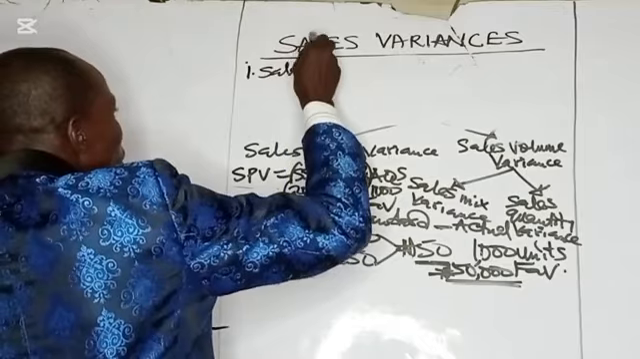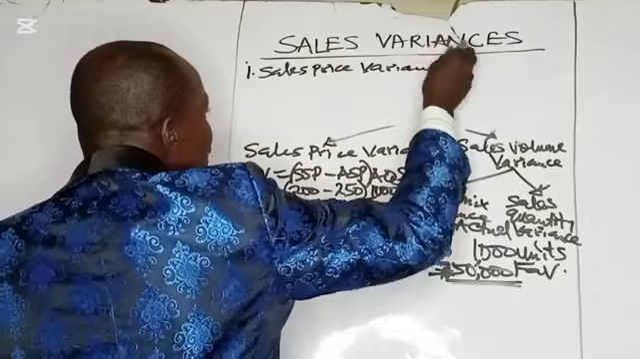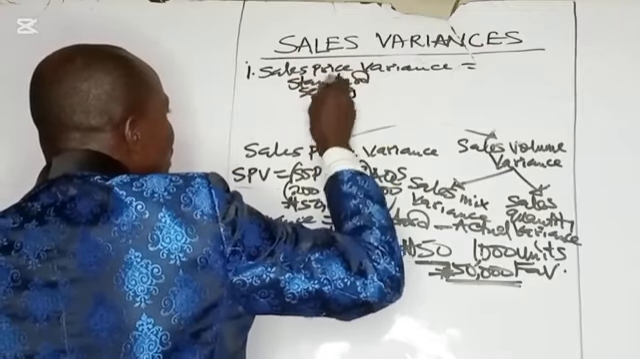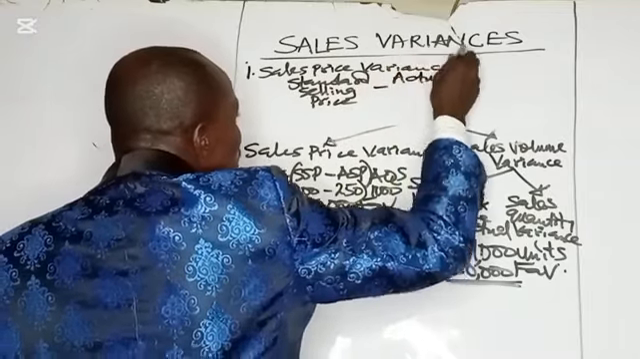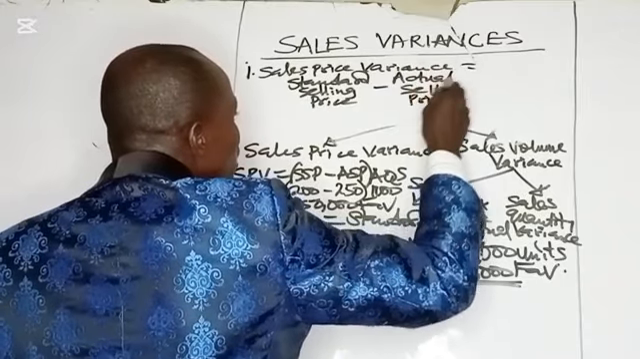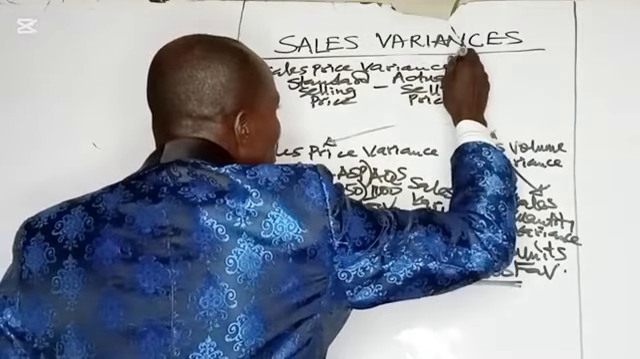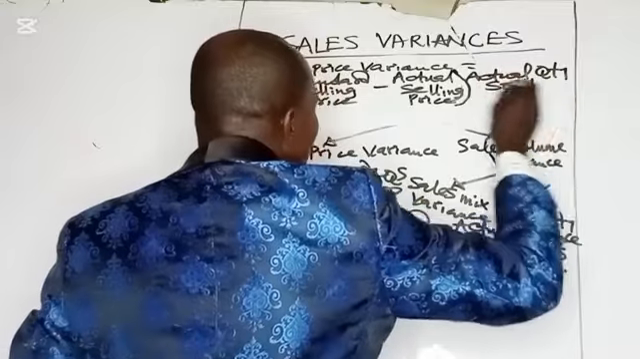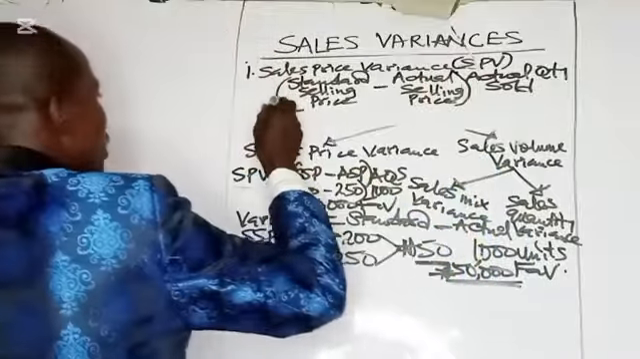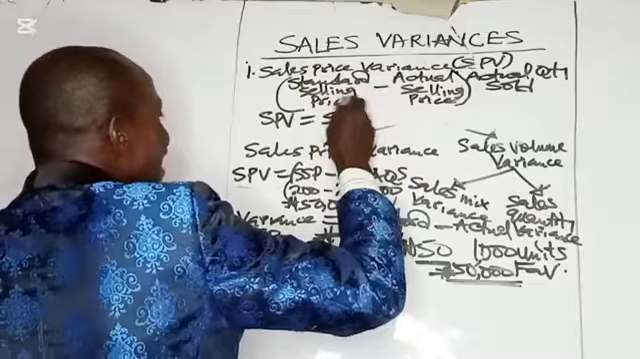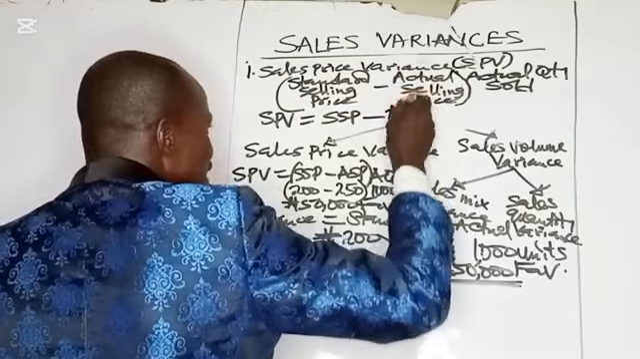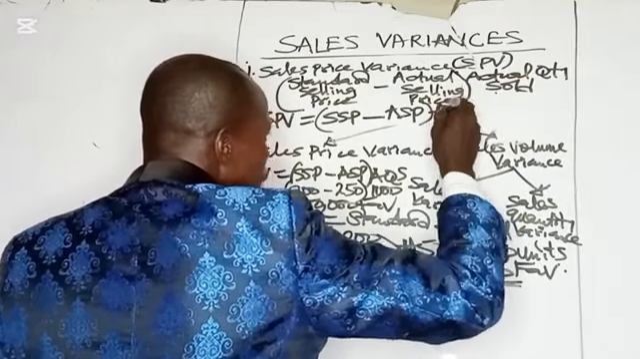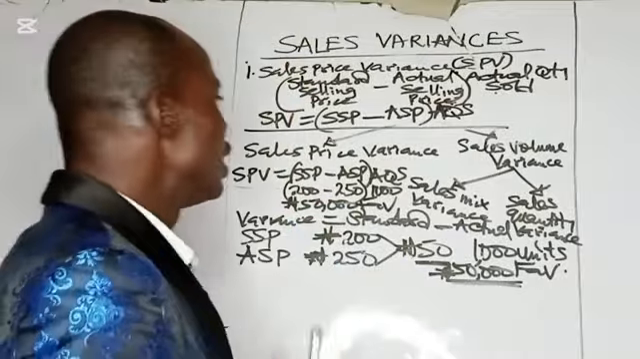Therefore, sales price variance is the difference between standard selling price minus actual selling price, multiplied by actual quantity sold. Sales price variance, SPV, equals standard selling price minus actual selling price multiplied by actual quantity sold. That is the formula for calculating the sales price variance.